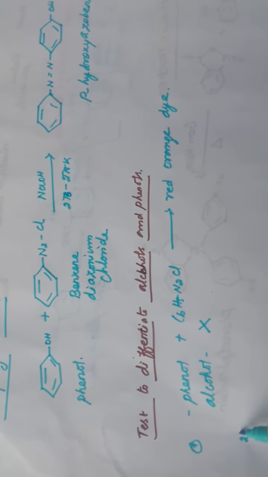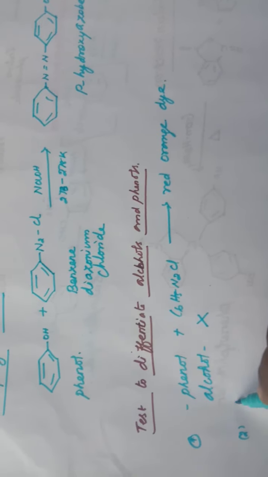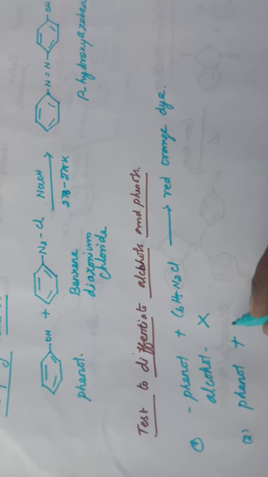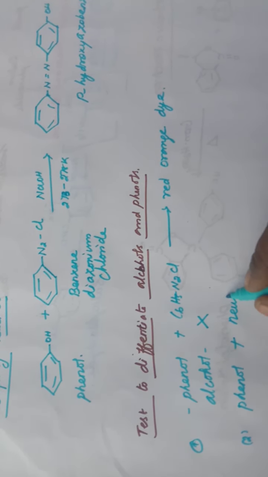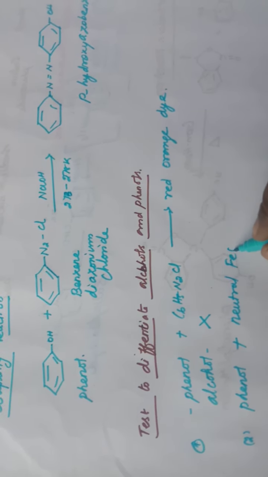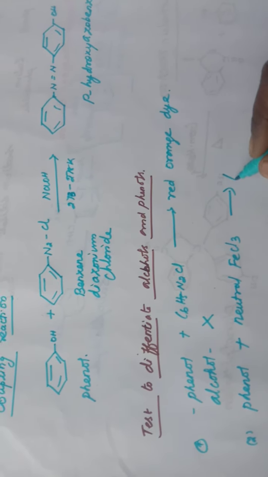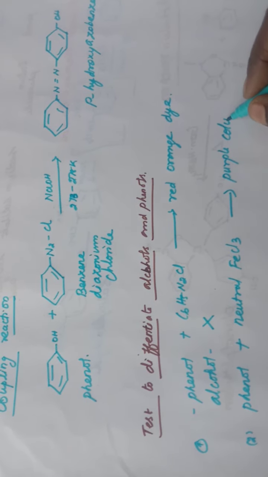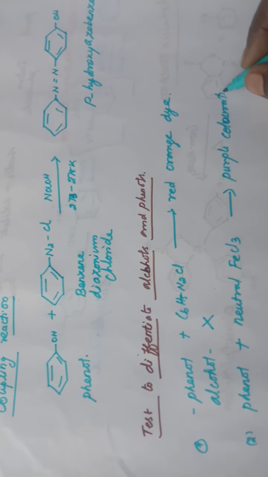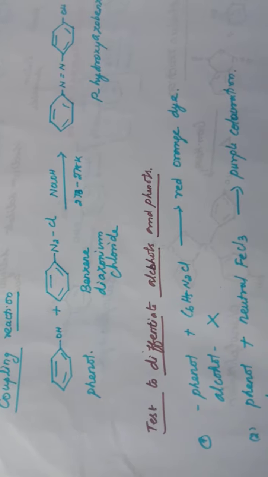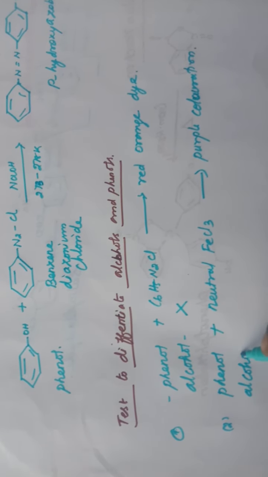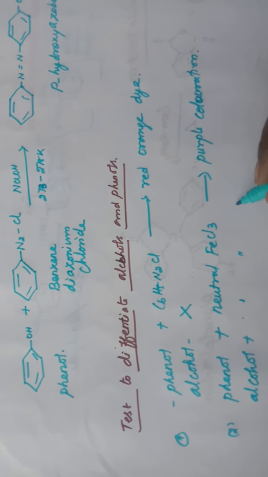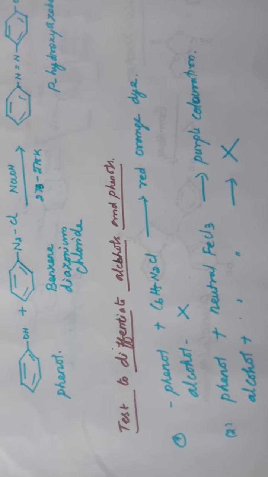Second one is phenol gives purple coloration with neutral ferric chloride. But alcohol, when it is treated with neutral ferric chloride, does not give the purple coloration.